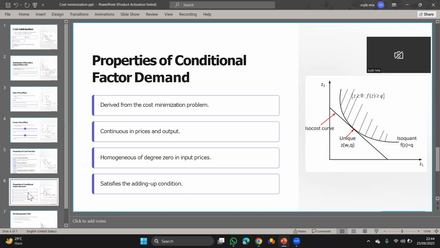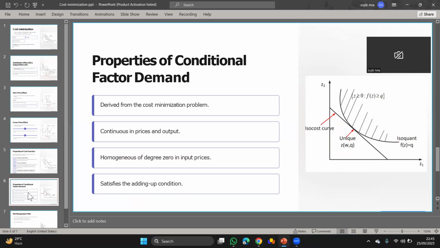Properties of conditional factor demand. Continuous in prices and output. Small changes in input prices or output levels lead to smooth changes in input demand, not sudden jumps. Homogeneous of degree 0 in input prices. If all input prices rise or fall by the same percentage, the ratio of inputs used stays the same. This means the farm's cost minimizing input mix doesn't change when all prices scale up equally.